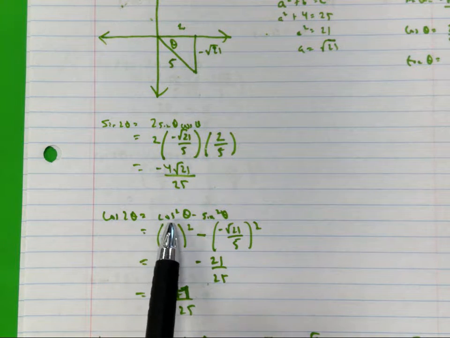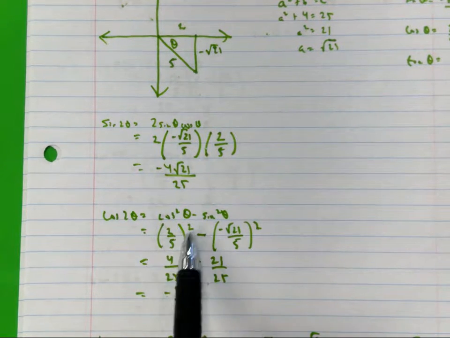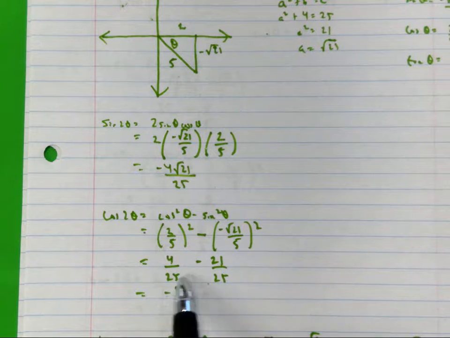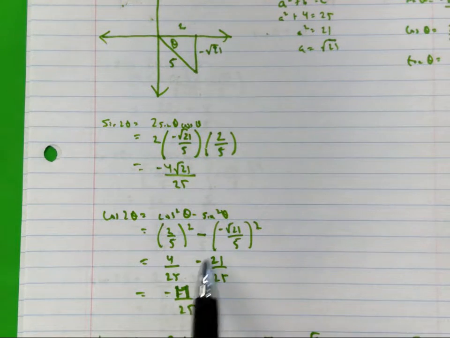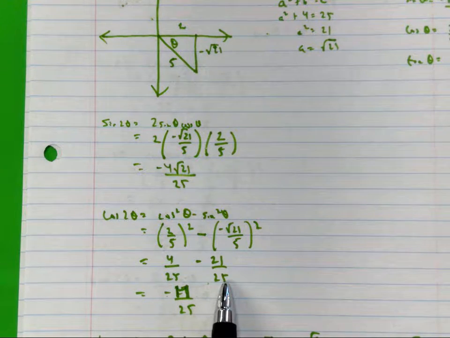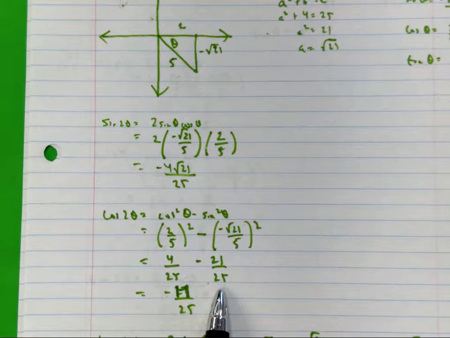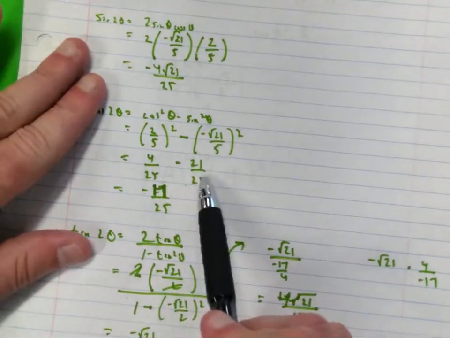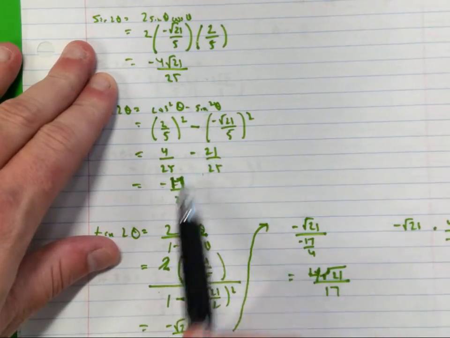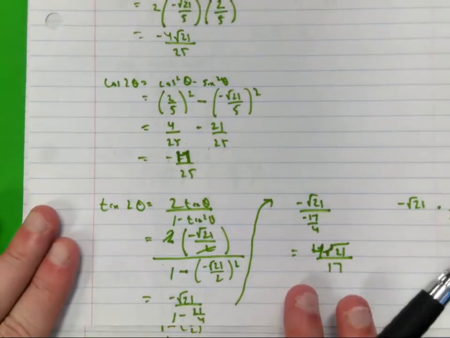Cosine of 2 theta equals cosine squared minus sine squared. 2/5 squared minus this squared. That gives me 4 over 25 minus 21 over 25. Does everybody understand how I got 4 25ths right here, and why this is negative 21 over 25? Well, the minus came down. The negative squared and then the minus came down. So that gives me negative 17 over 25.